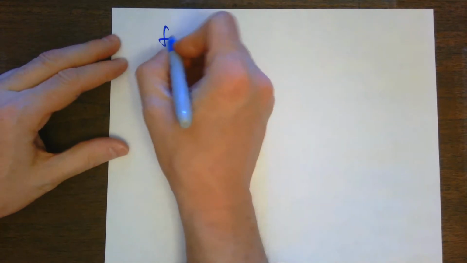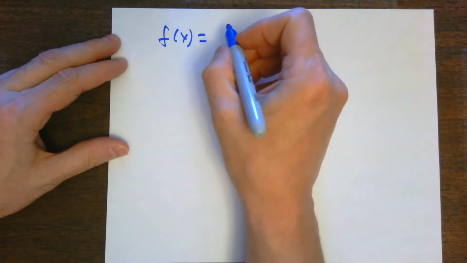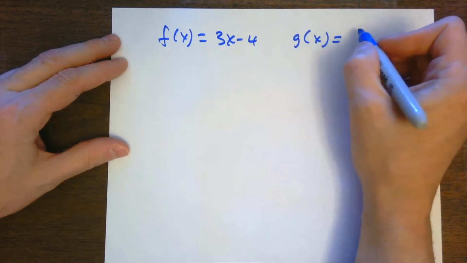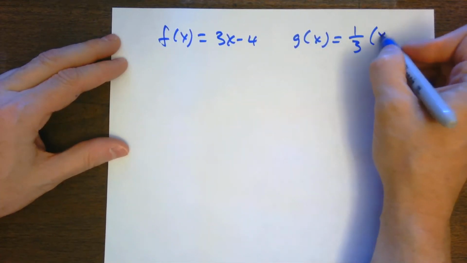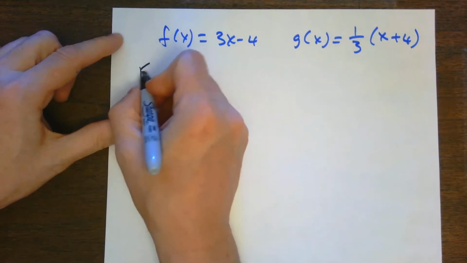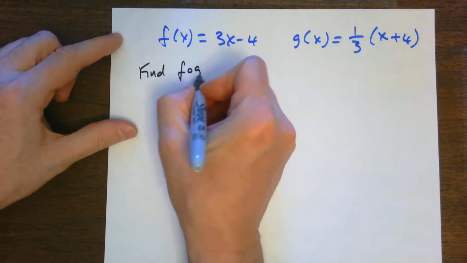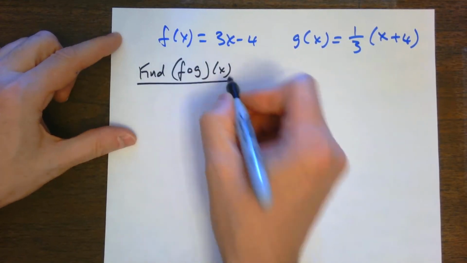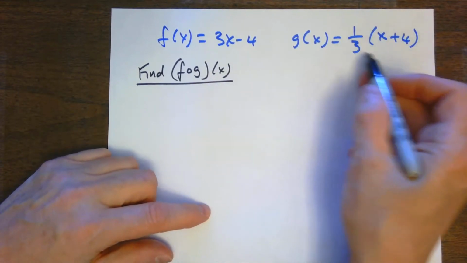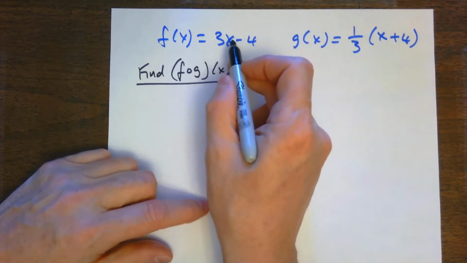So let's take a look at another sample problem. Suppose I've got f of x equals 3x minus 4, and g of x equals 1/3 of x plus 4. Two functions here. And what I want to do is find the composition, f of g of x. Which one's going where? I'm going to take this and substitute it in there for x.